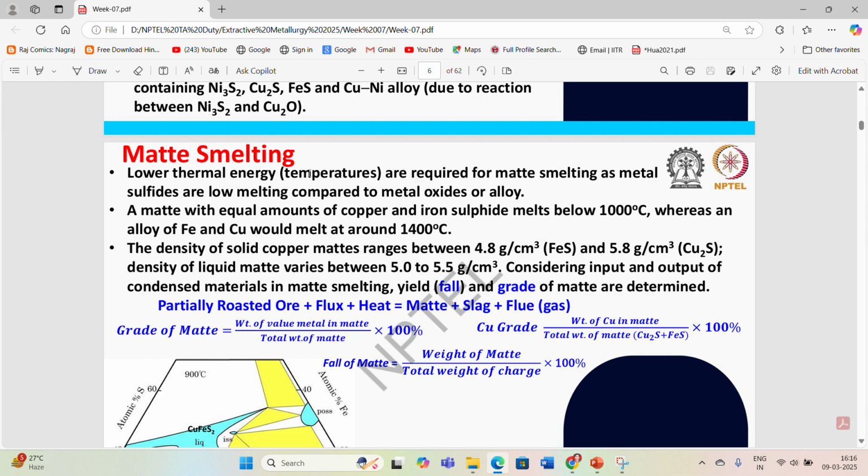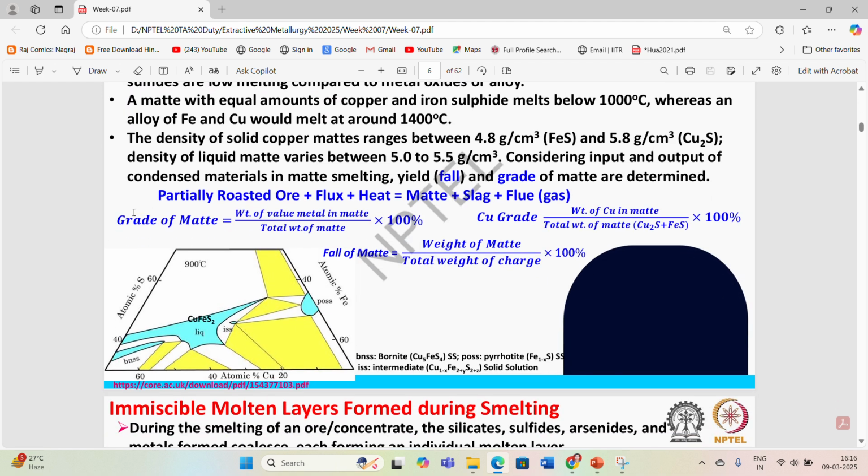The density of solid copper matte ranges between 4.8 gram per centimeter cube and 5.8 gram per centimeter cube. The density of liquid matte varies between 5 to 5.5 gram per centimeter cube depending on the composition of that particular matte material. Considering input and output of condensed material in the matte smelting, yield, fall and grade of matte are determined. So we can determine the grade of matte based on this formula: weight of value metal in the matte upon total weight of matte into 100%.